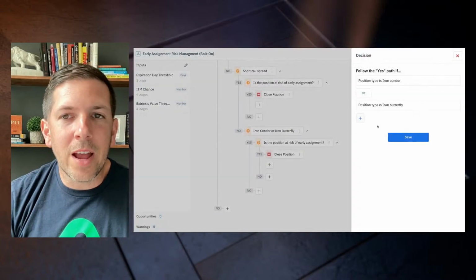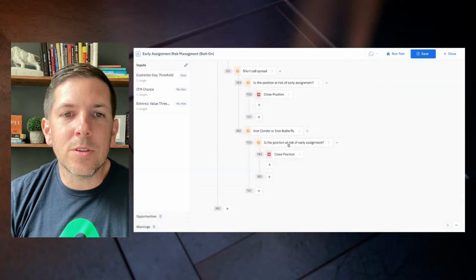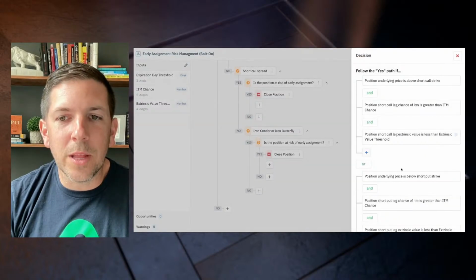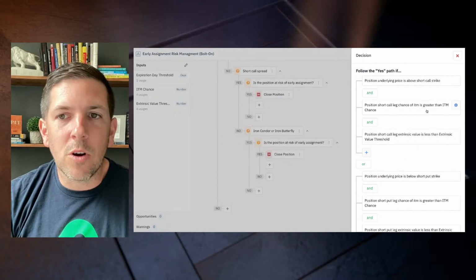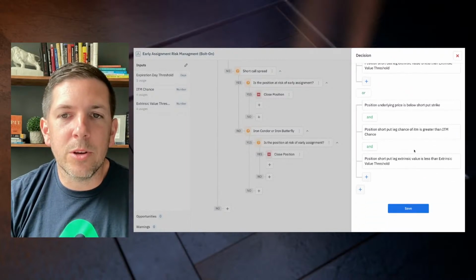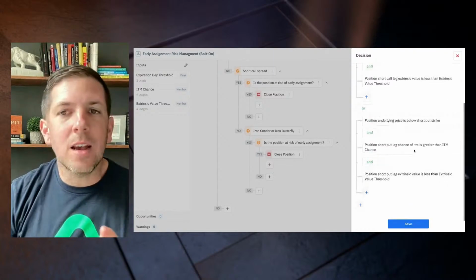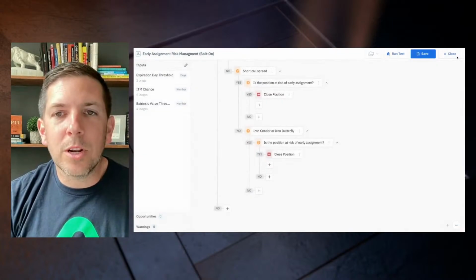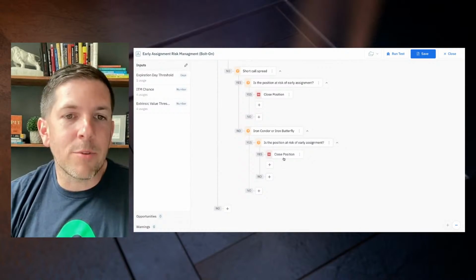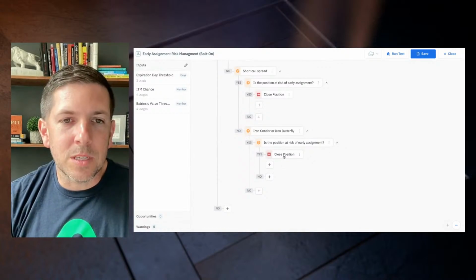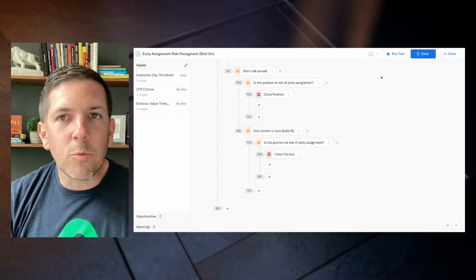For an iron butterfly or an iron condor, what it's going to do is duplicates of these, but it's going to check both of these legs. So it'll check the short call strikes and it'll check the short put strikes separately, and it'll make sure it can check both legs of that position, which is pretty clever and pretty intelligent for it to do that. And then again, if that position is at risk of assignment, it's going to close the position, okay? So these are all really, really helpful.